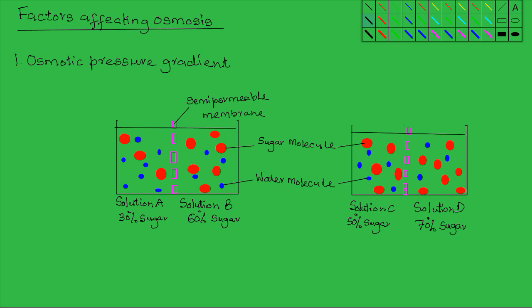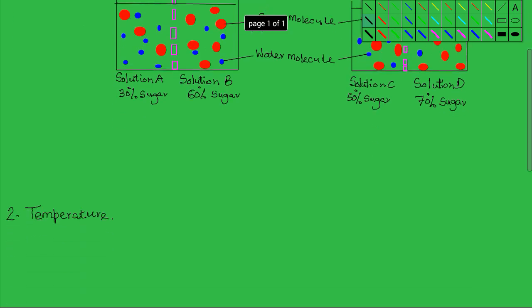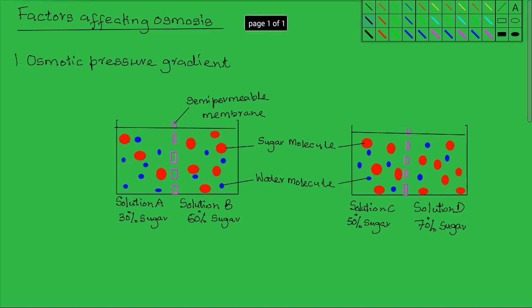Osmotic pressure gradient refers to the difference in the osmotic pressure between two solutions that are separated by a semi-permeable membrane. You will recall that the osmotic pressure is the tendency of a solution to take in water from another solution. The osmotic pressure is determined by the solid concentration, whereby the higher the solid concentration, the higher the osmotic pressure.